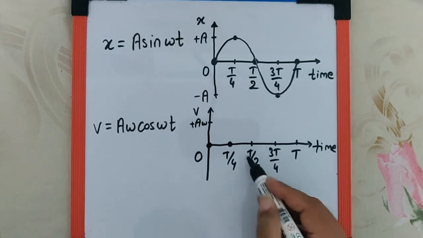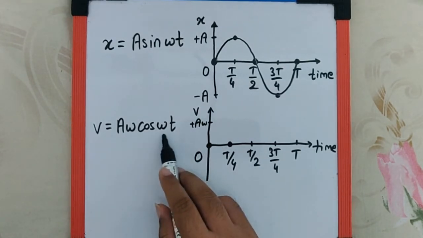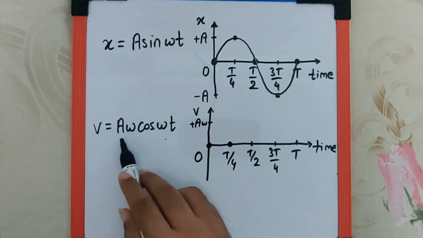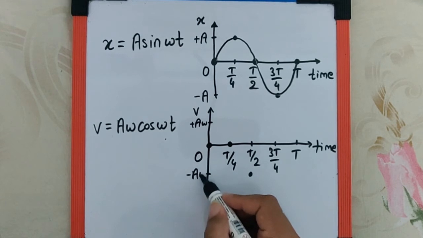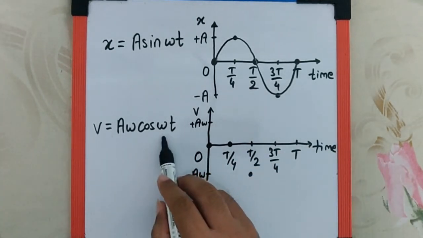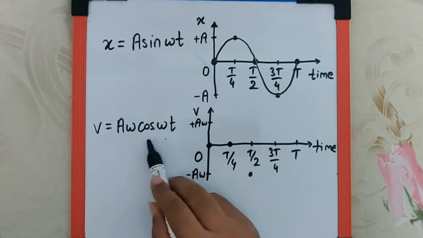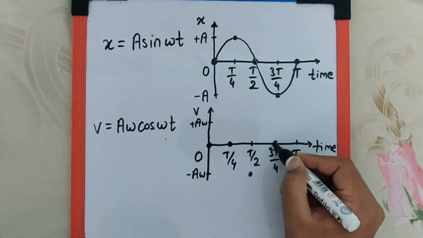Then at t by 2, the angle we get is pi. Cos of pi is minus 1, which means this becomes minus a omega. So let's consider this over here, minus a omega. And 3t by 4 over here will give us the angle 3 pi by 2. Cos of 3 pi by 2 is 0, which means velocity is 0.